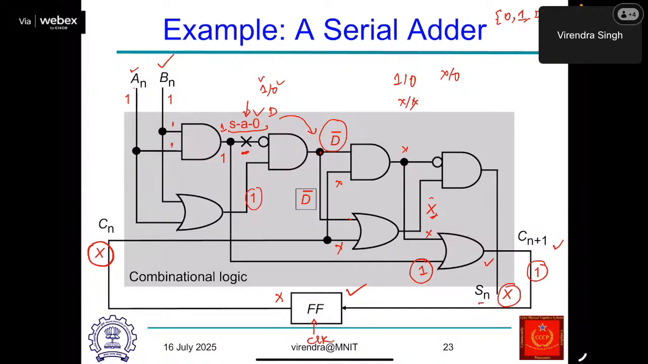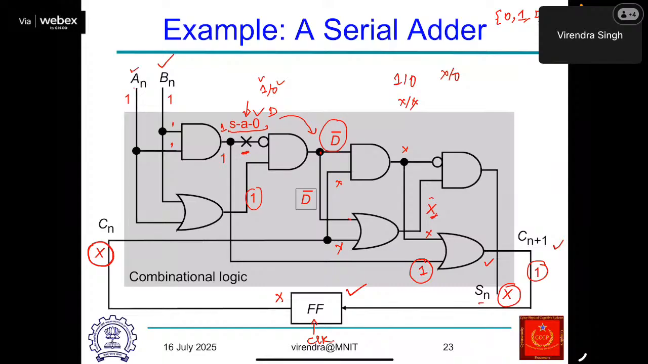Therefore I cannot distinguish the faulty and fault free value, because I don't know what this value would be, 0 or 1, in both of the cases. So that means this cannot be the vector for this particular circuit.